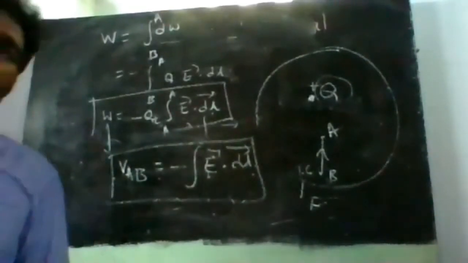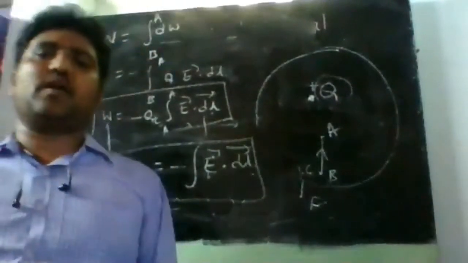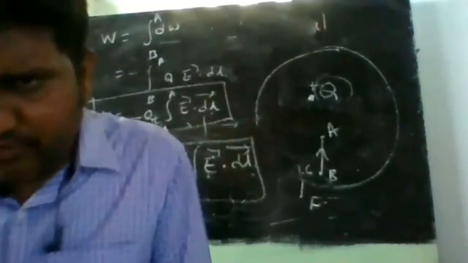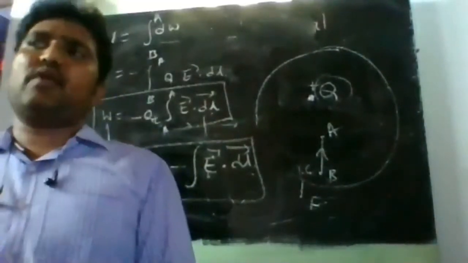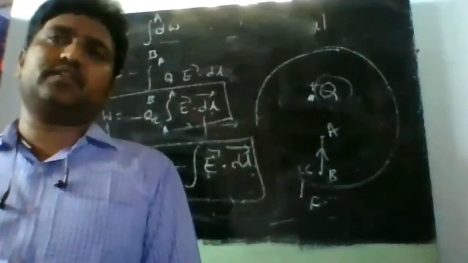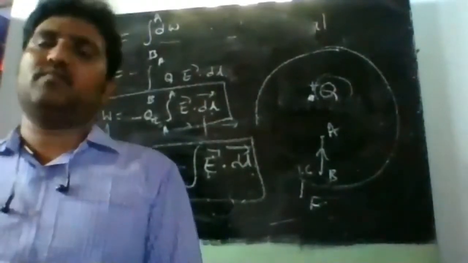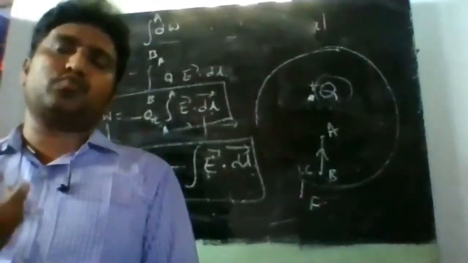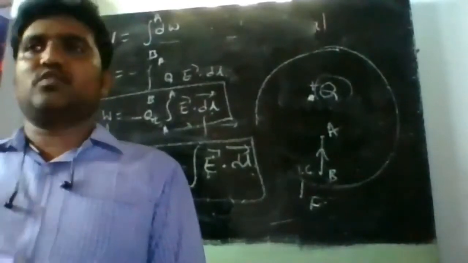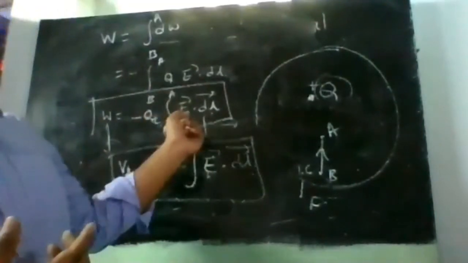What is this work? The point that we have to remember is, whenever there is a charged particle, there will be some field. In this field, if I have to move or hold another test charge by a small distance, then I have to spend some energy. The amount of energy that you spend, or the amount of work you have done, is called the work done. This work done can be given by the formula W is equal to minus QT into E dot dl.